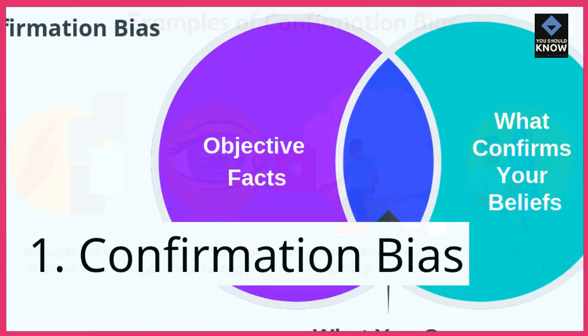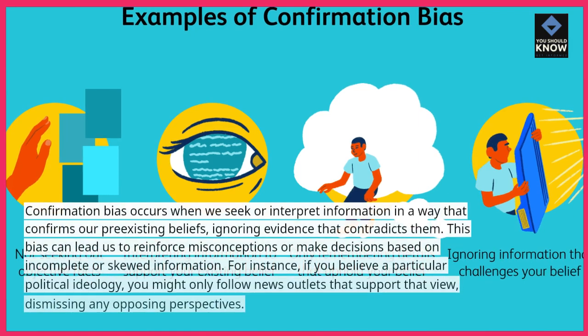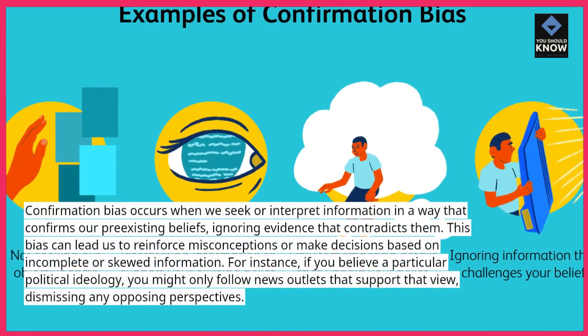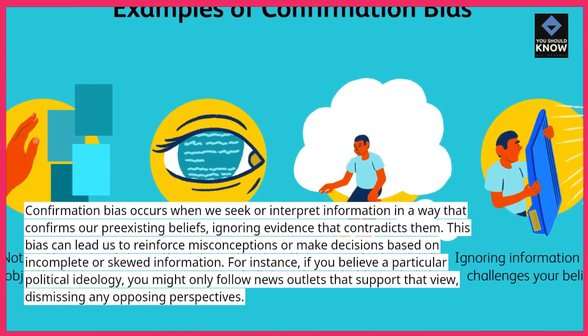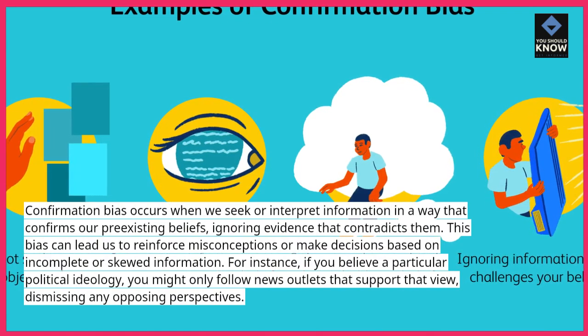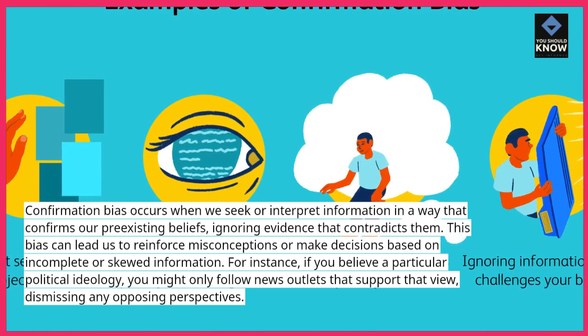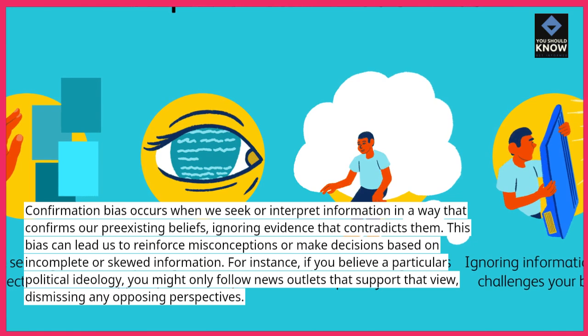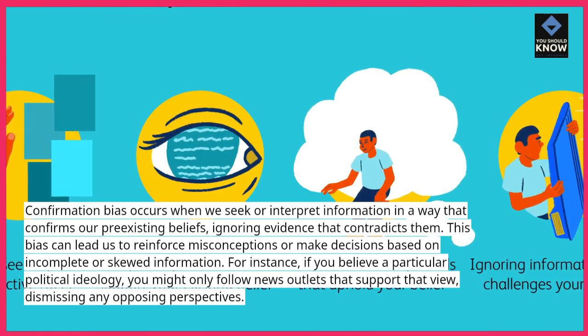1. Confirmation bias. Confirmation bias occurs when we seek or interpret information in a way that confirms our pre-existing beliefs, ignoring evidence that contradicts them. This bias can lead us to reinforce misconceptions or make decisions based on incomplete or skewed information. For instance, if you believe a particular political ideology, you might only follow news outlets that support that view, dismissing any opposing perspectives.